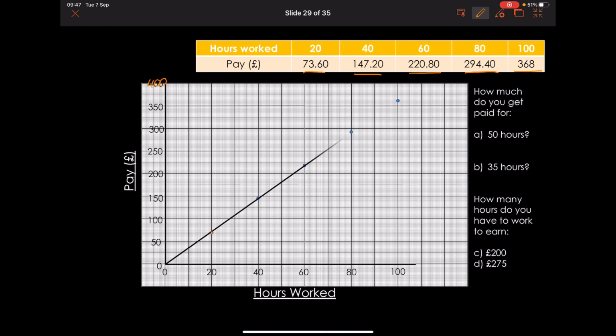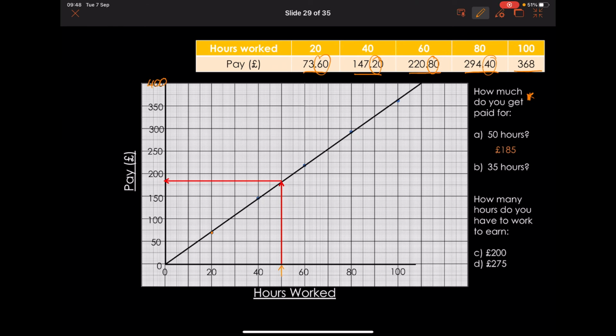So again, we're trying to get quite a nice straight line. So try and make sure that when you are estimating as much as possible, especially for these decimals, you are creating a straight line though. Okay, don't panic if you're a little bit out. We're estimating it here, and then you'll be asked to answer the questions. So how much do you get paid for 50 hours? Okay, so we could go to the 50-hour mark, which is just there. We go to our diagonal line, go across, and you get paid £185.